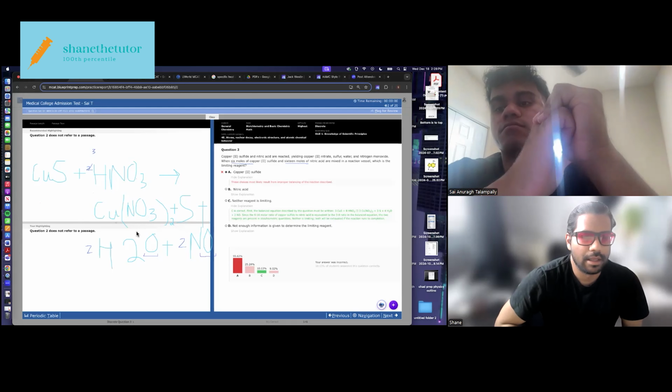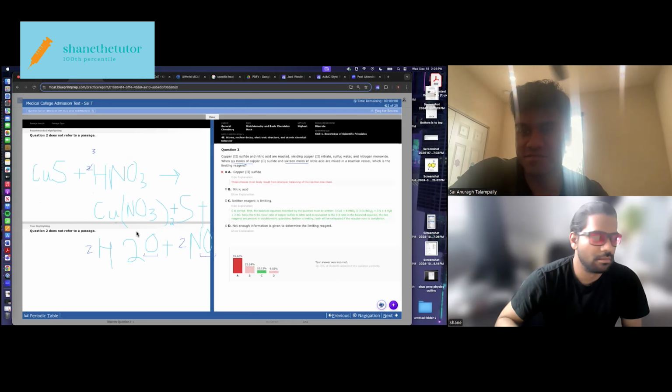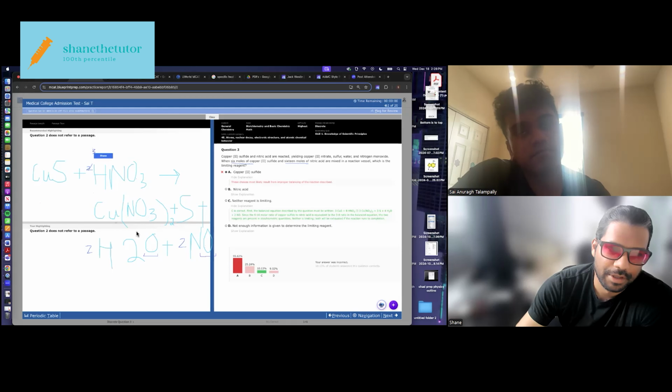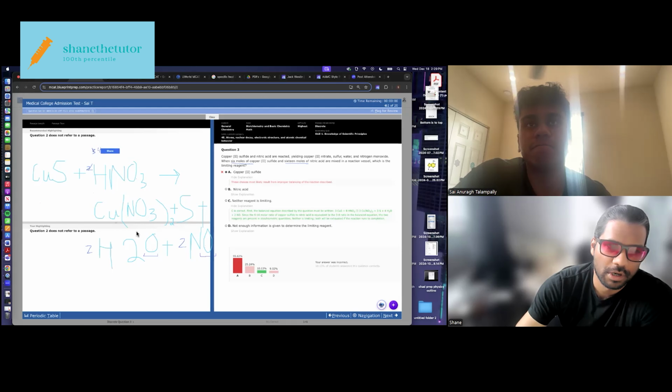Okay, so make this a 3, then I have 9 oxygens here. So how about a 4 to have 12 oxygens here, and then on this side we have, okay, 6, 7, 8.